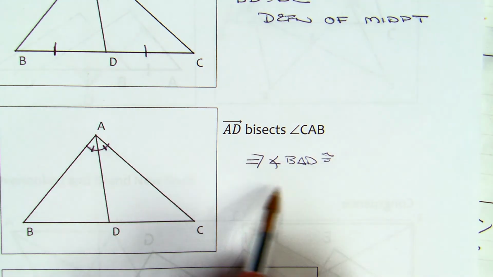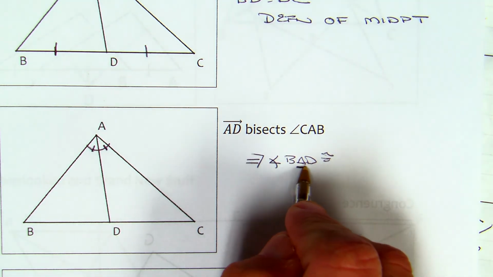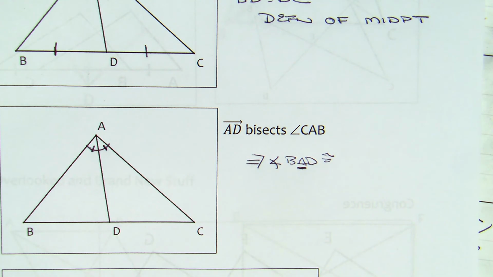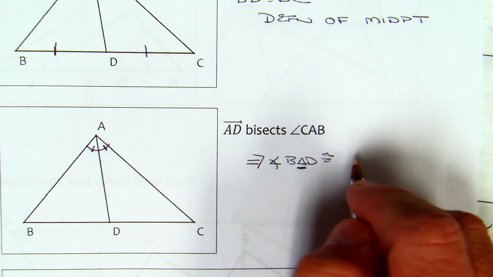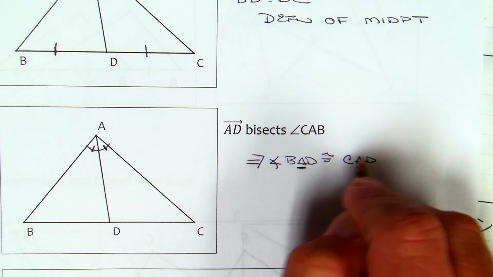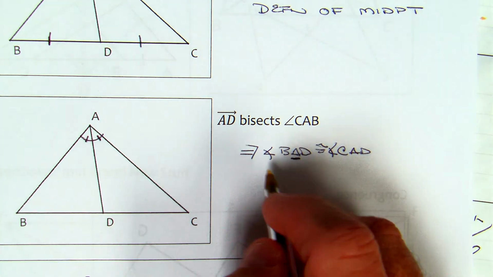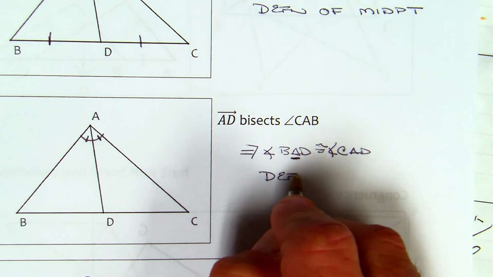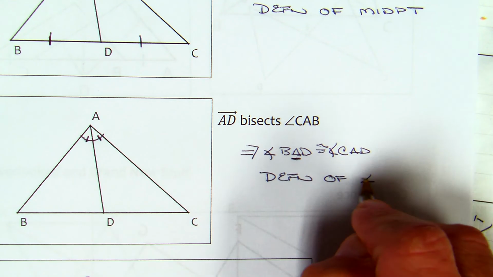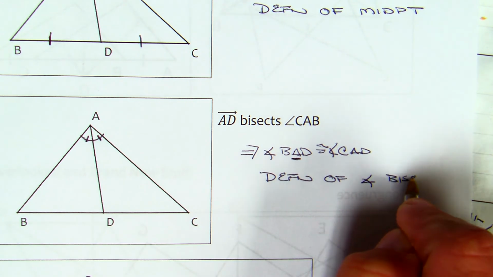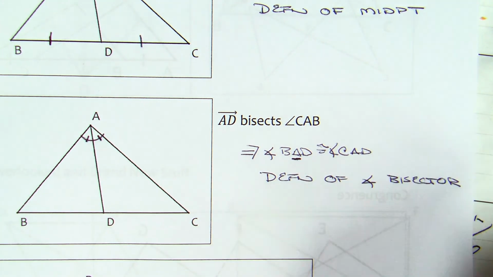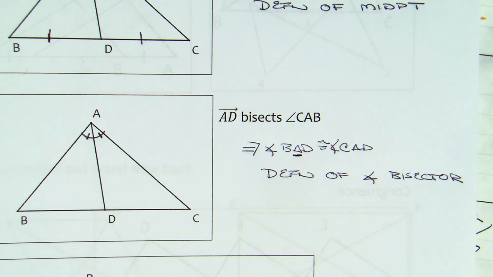Be careful, you want to have the middle letter, remember, at its vertex. So the middle letter is still going to be what in the next one? A. CAD works, or DAC, I would take either one. So they're congruent. Again, definition of what? Angle bisector. Definition of angle bisector. Okay?